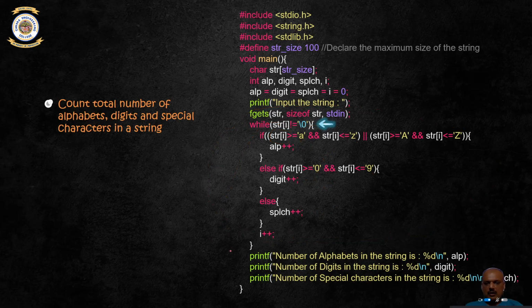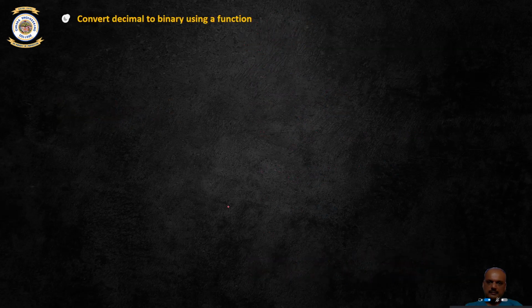Once you come out of the loop, when you come across the string termination, these counters will hold the total number of alphabets, digits and special characters in that particular string. So you print them out using the printf command. Hope that you have got the logic of this program.